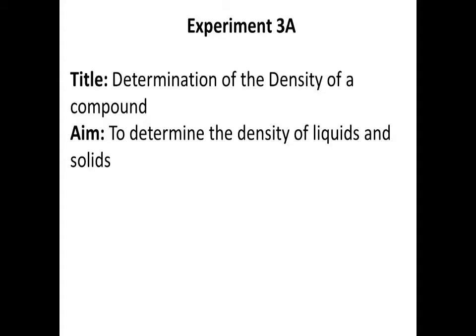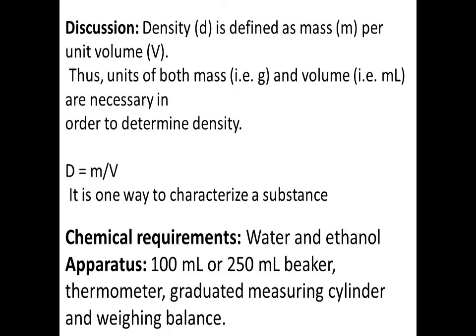Now let's go to our experiment proper, experiment 3A, which is determination of the density of a compound. Here in this experiment, our aim is to determine the density of liquids. We determine the density of 2 liquids, water and ethanol. If you recall, density is defined as mass per unit volume. This is to say that units of both mass and volume are necessary in order to determine density. Density is one way to characterize a substance, that's to identify a substance.